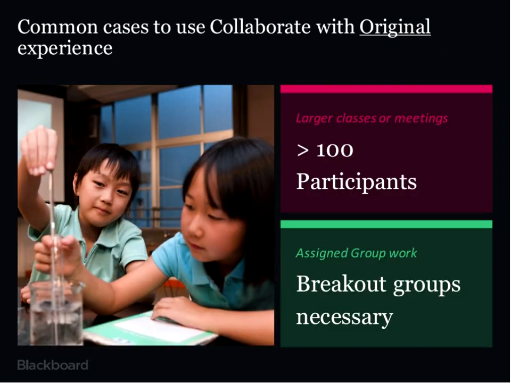But there are times when Collaborate with the original experience is a better fit, and as a subscriber to the Collaborate service, you have access both to Collaborate with the original experience, which is what we're using here, and the Ultra experience, which is what we've been talking about. Those cases are really when you want larger classes or meetings, because Collaborate with the Ultra experience does currently support up to 100 participants. If you want to go beyond that, Collaborate with original experience is a much better fit. And also, if you require very specific features of Collaborate with the original experience, such as breakout groups, that's a much better experience in Collaborate with original experience.